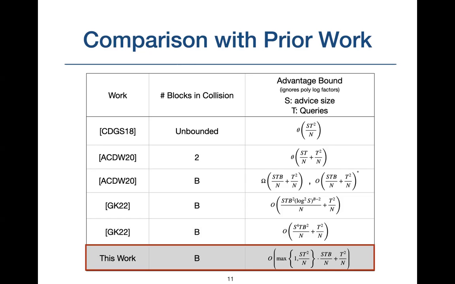Let's look at our bound more closely. So what does our bound mean? It means that whenever ST squared over N is less than 1, our bound is STB over N, and this proves the conjecture of ACDW. Whereas for the parameter range when ST squared over N is greater than 1, our bound would be ST squared over N times STB over N, which is still better than ST squared over N. This shows that finding bounded length collisions is harder than finding collisions where there is no restriction on the length.